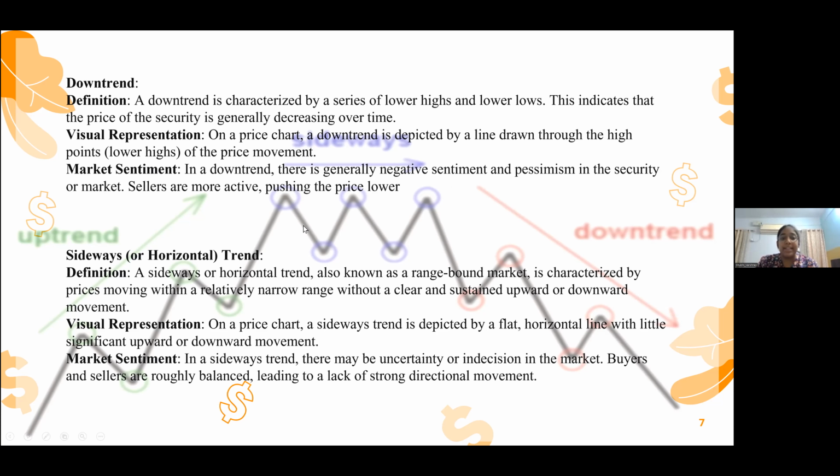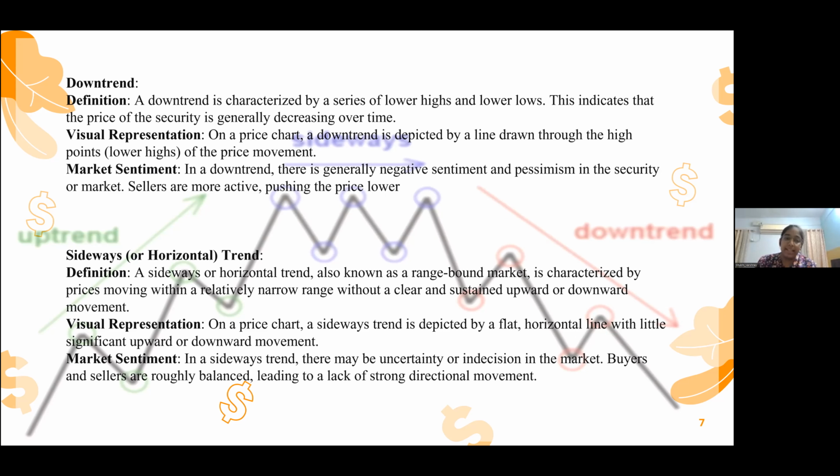Then market sentiment. In a downtrend, there is generally a negative sentiment and pessimism in the security or market. Sellers are more active to sell their stock, because they generally believe that the stock will not perform well now. In the same example of ice cream, this downtrend may represent the time of winters where the company is not generally performing well because they have the products which are liked by the consumers during the summer seasons.